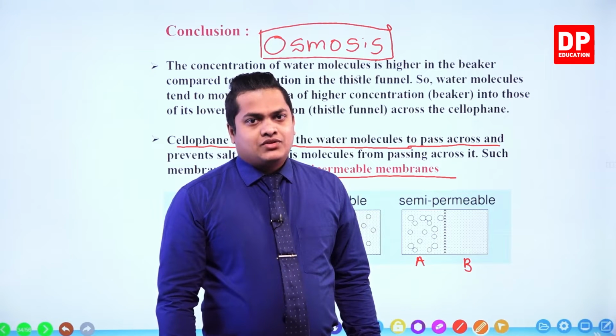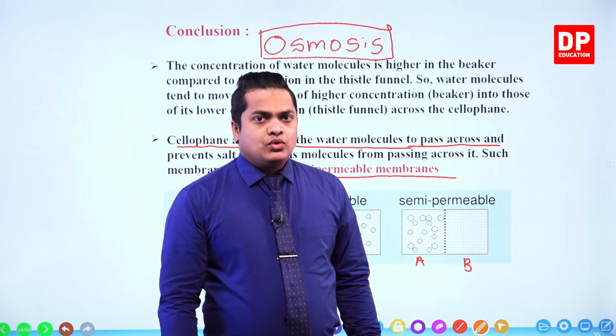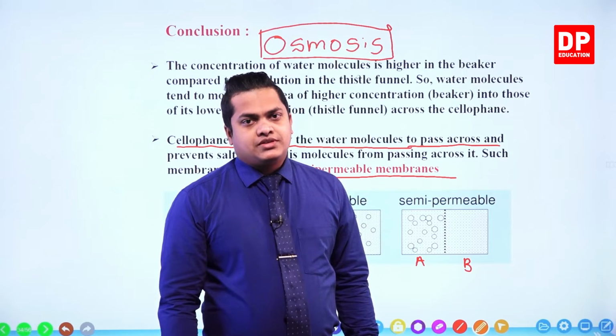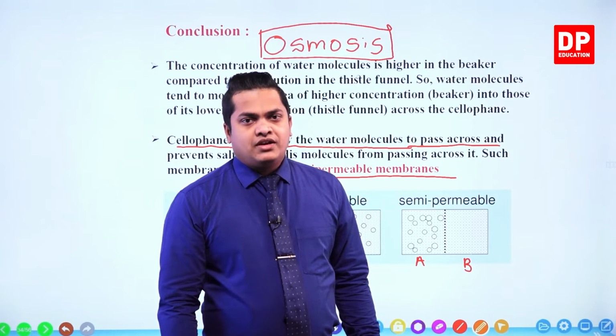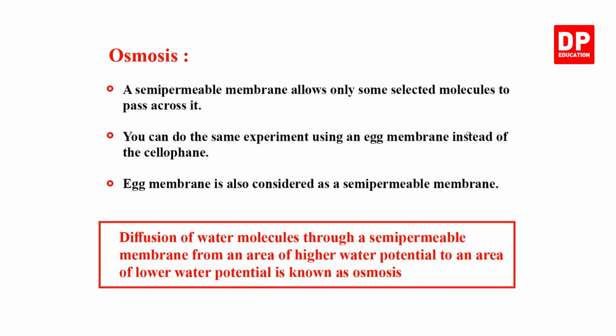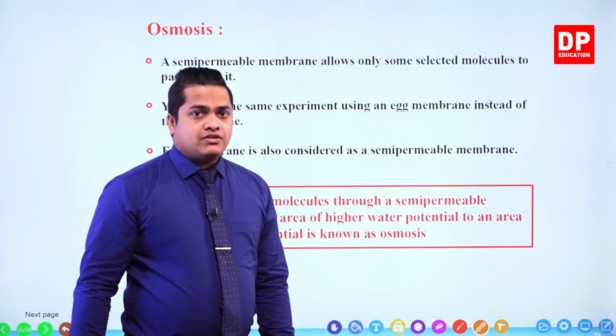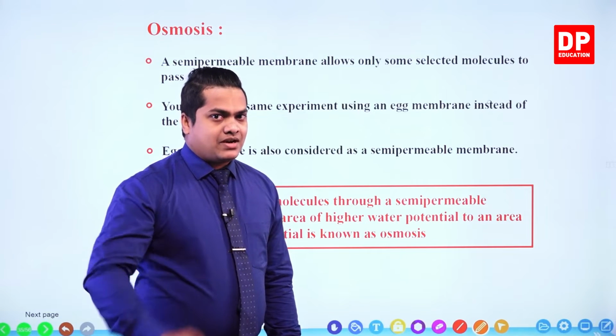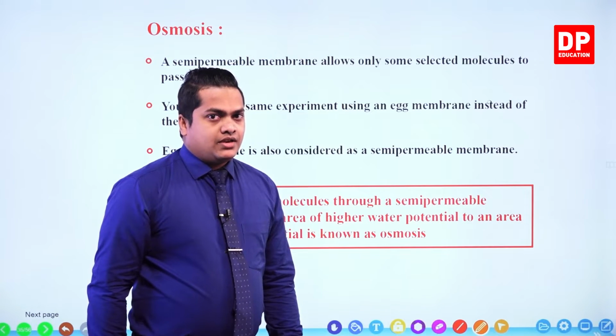Right? So the diffusion that occurs through a semi-permeable membrane is referred to as osmosis. A special kind of diffusion process. Right then. So my dear children, in osmosis, a semi-permeable membrane allows only some selected molecules to pass across it. Only selected molecules can pass across it, that's it. Only selected ones can pass across it. Okay, like water.